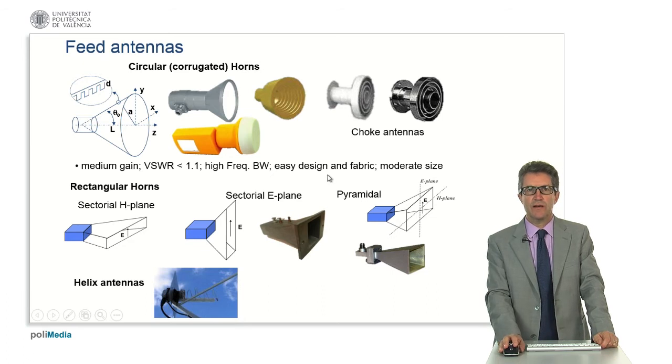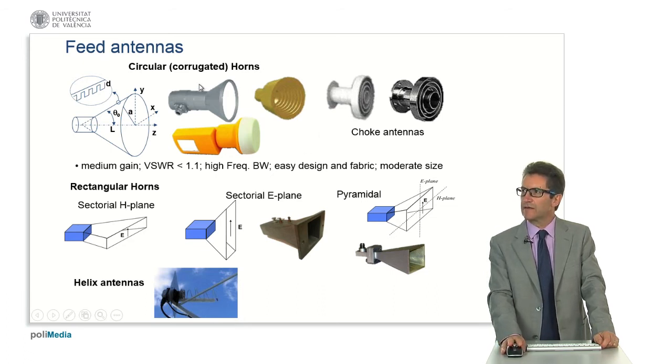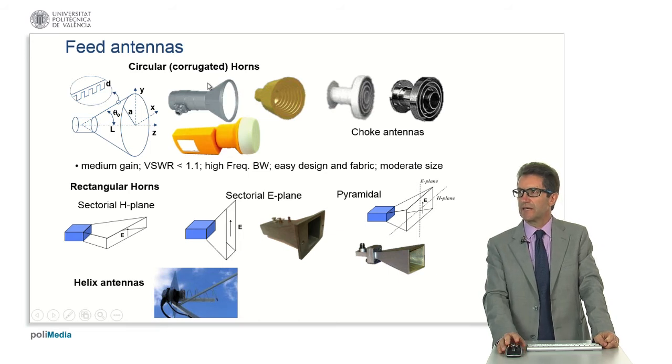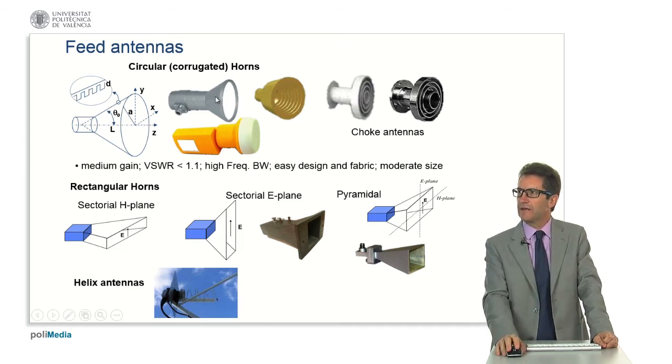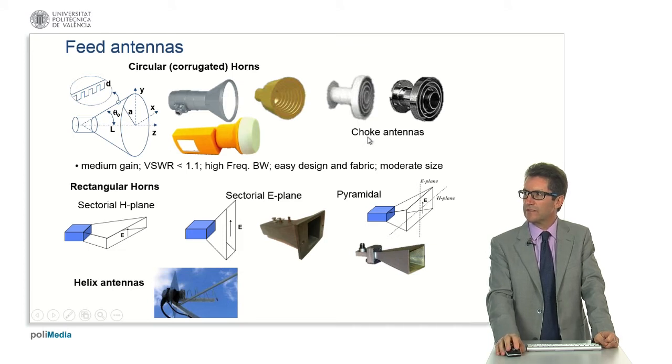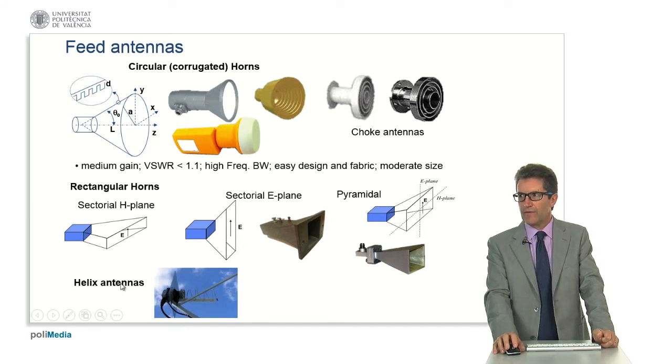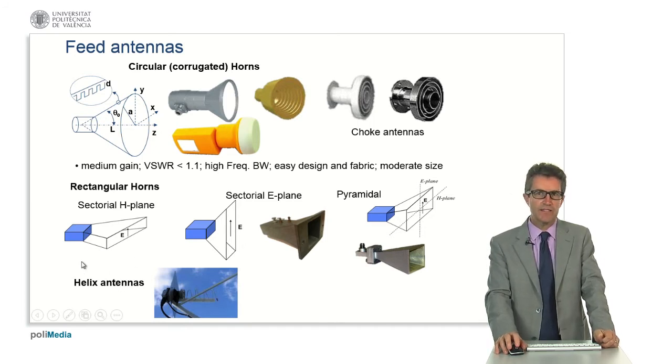The typically used horn antennas are circular corrugated horns because of their symmetry in the radiation pattern, and even to minimize the depth of these horns, we use typical choke antennas. Other alternatives are rectangular horns, sectoral H and E plane, or pyramidal. And even for lower frequencies at UHF and L band, we find some reflector antennas that are fed by helix antennas.